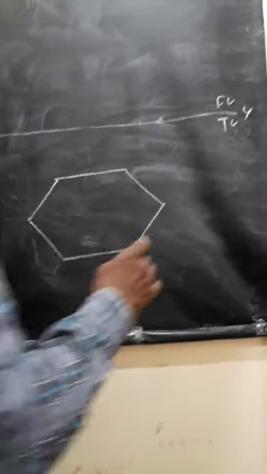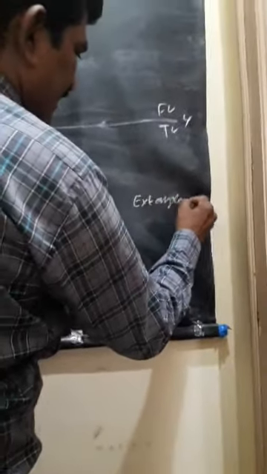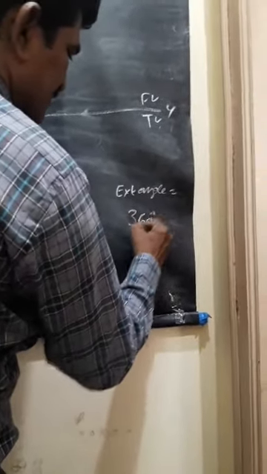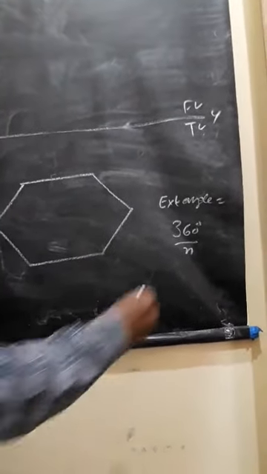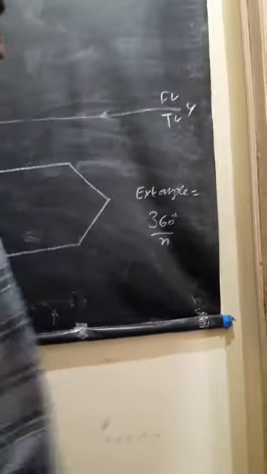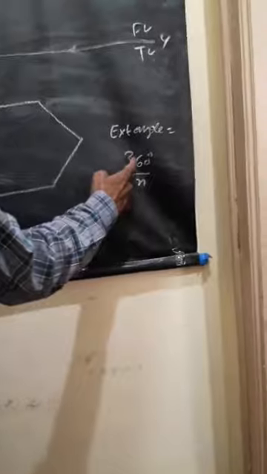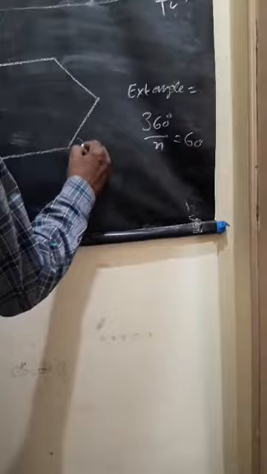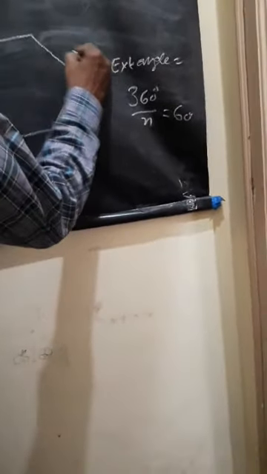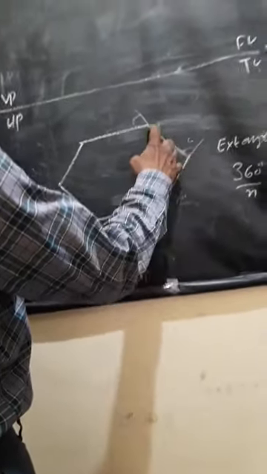So always you have to use this formula: exterior angle is given by 360 degrees by n. N stands for the number of sides of the polygon. Here the polygon is a hexagon, so n is 6. 360 by 6 is 60 degrees. So you have to take the exterior angle 60 degrees. This should be 60, this should be 60. First you draw the exterior angle, then mark the required length. Then again draw the exterior angle, mark the required length.